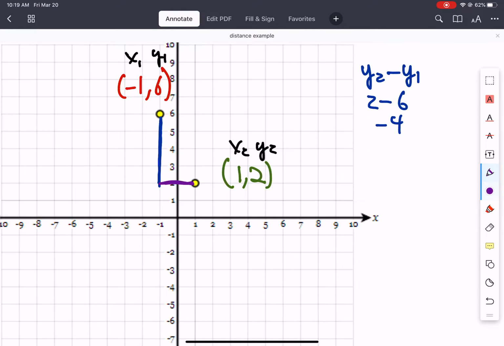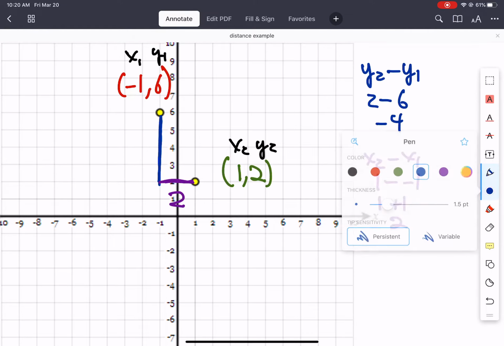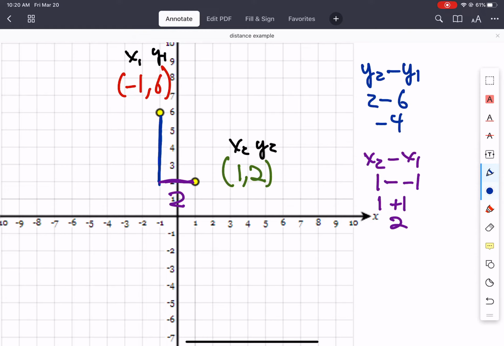For the change in x, x2 minus x1, x2 is 1, and x1 is -1, and when you're subtracting a negative, that becomes 1 plus 1, or 2. So here my distance is 2, and for y my distance is, we got -4, but if we're talking about distances, we actually take the absolute value. So the distance here is +4.